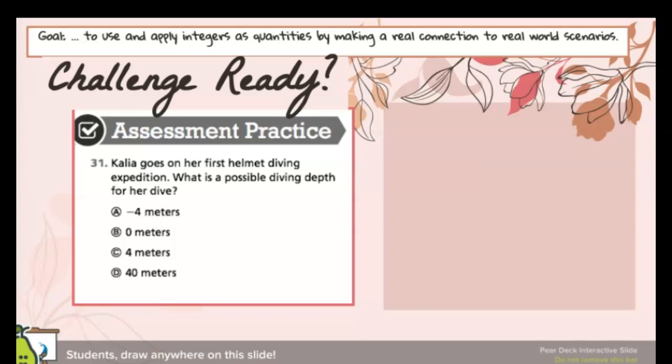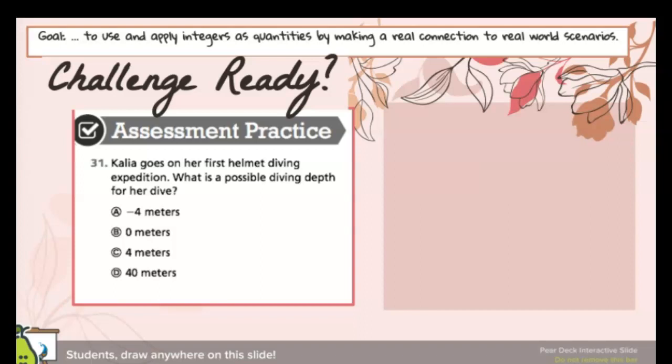I think it will be A because all the rest of the options are not negative, which means they might be above the water, because if she's diving, it has to be below. We'll take that answer. Omar? I would like to add on that. So I agree with Tiffany. It is negative 4 meters because she went diving, so then she went below sea level. So she had to go in negative, and if she was at 40 meters, she would be above sea level, and that's not possible if she went diving.